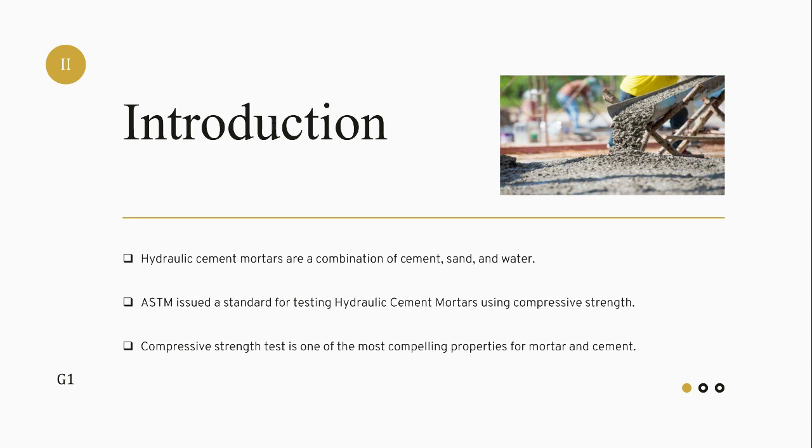So, paano nga ba nangyayari itong compressive strength test? Compressive strength test happens on a hydraulic press. The hydraulic press applies pressure on a test specimen, which is a 2-inch or 50 mm cube specimen, until it reaches failure.